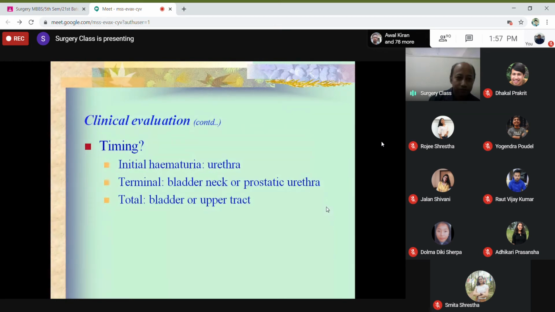Total hematuria is when the whole urine, from the start to the end, is mixed with blood. If the patient complains of total hematuria, the reason is probably that it's arising from the kidney or upper tract, or continuous bleeding from the bladder, like carcinoma of bladder. So in carcinoma of bladder or bleeding from the upper tract, during the whole micturition act, the urine is mixed with blood.